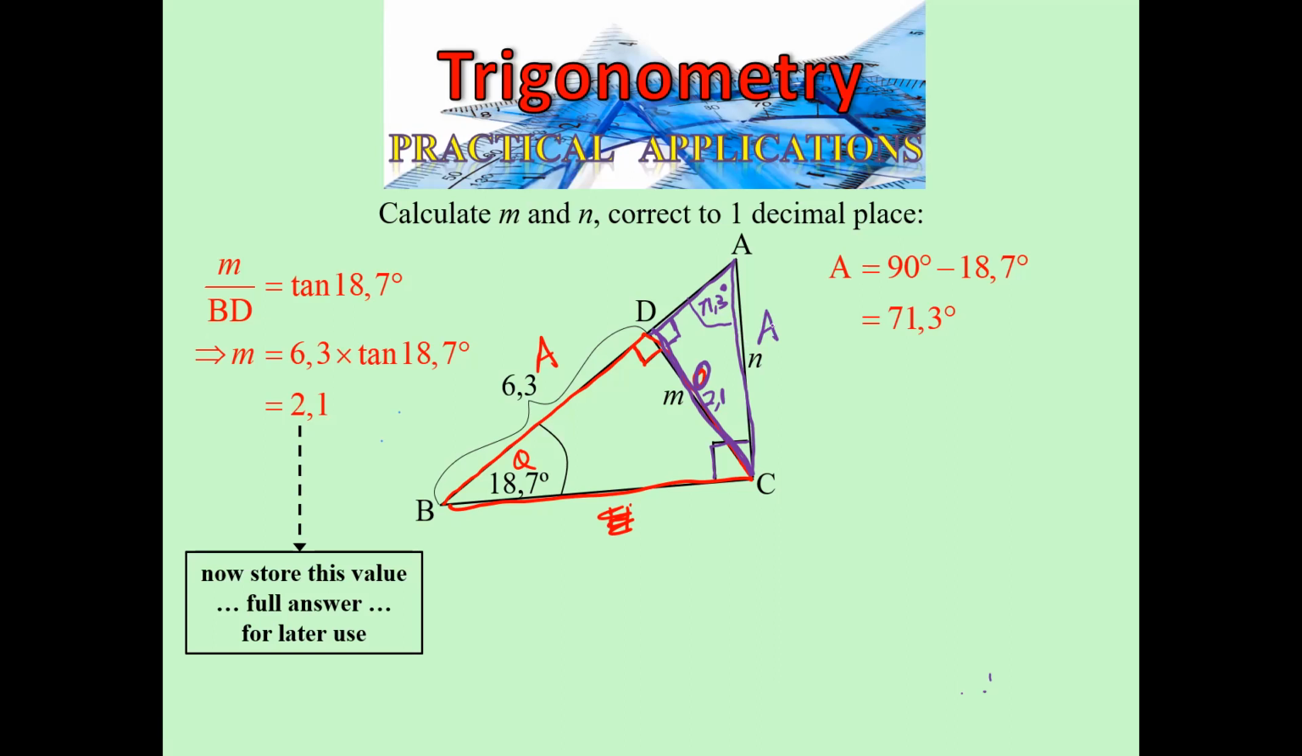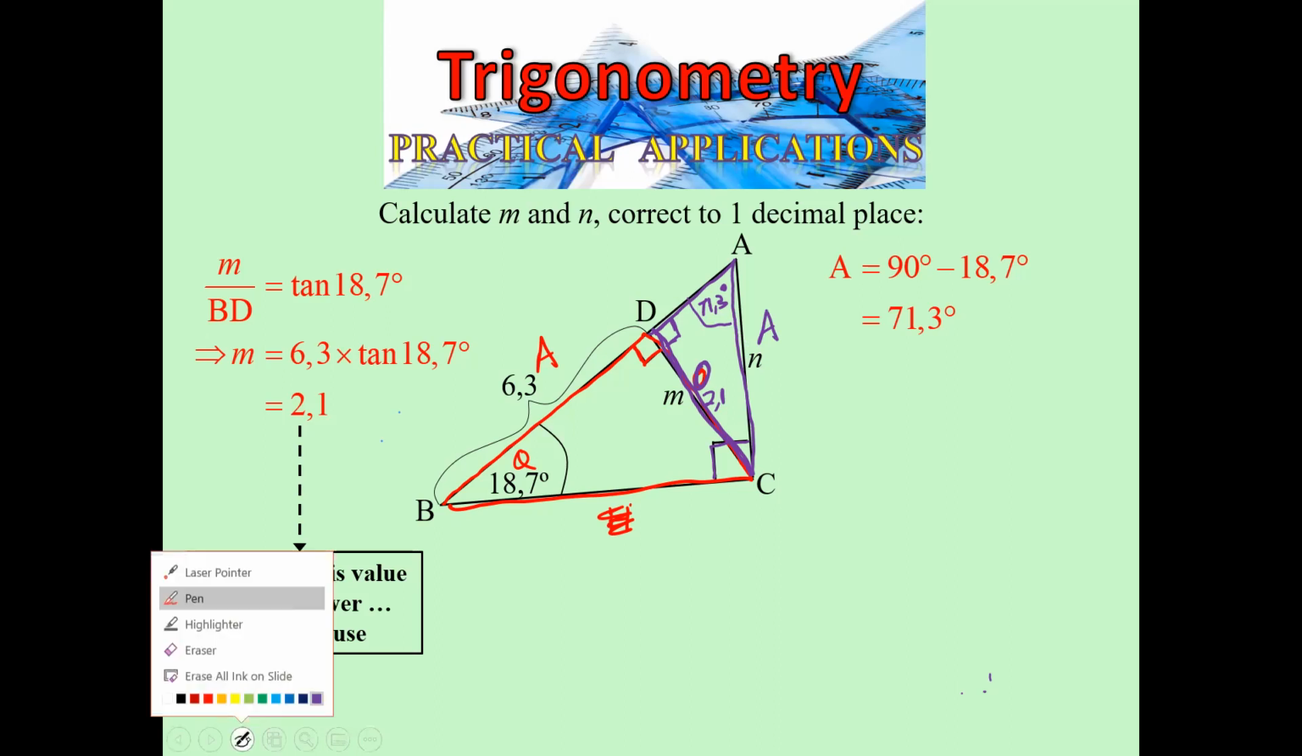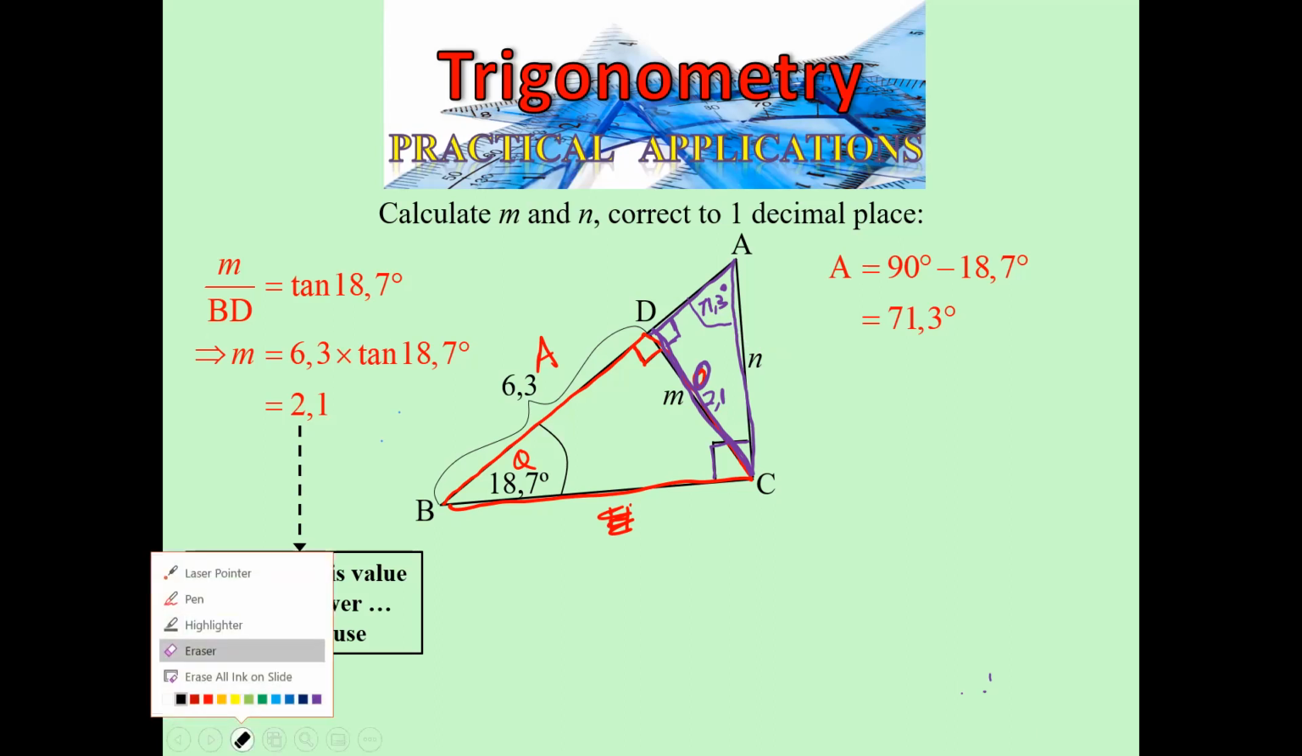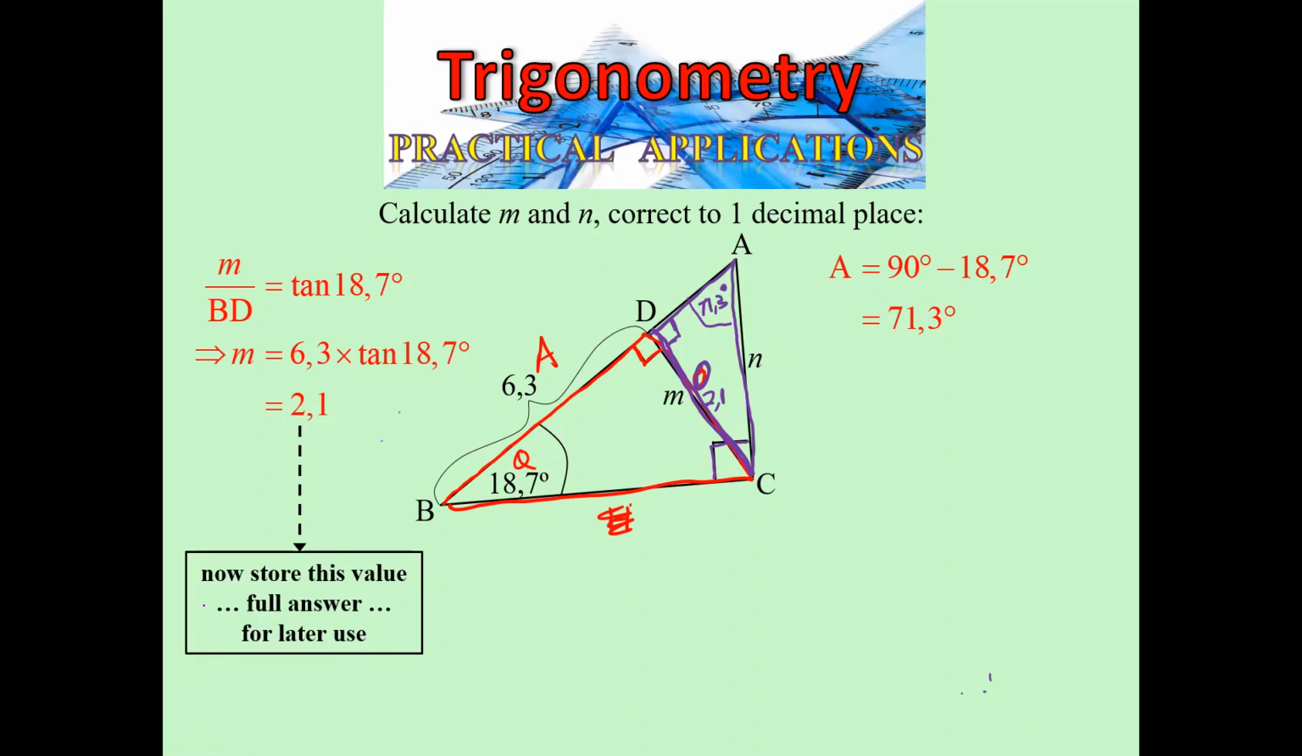Am I right? Somebody said no. Why am I wrong? So it's the hypotenuse, sir, because it's opposite 90. It's opposite the right angle. That should be the hypotenuse. So I'm going to use O and H.